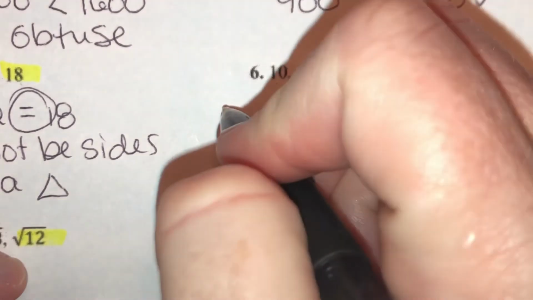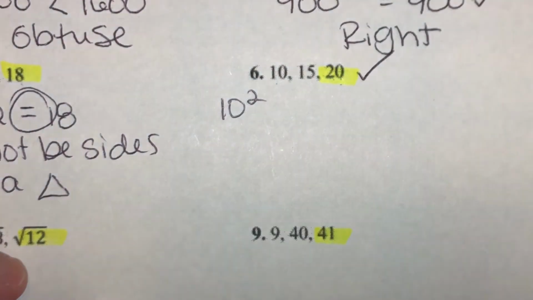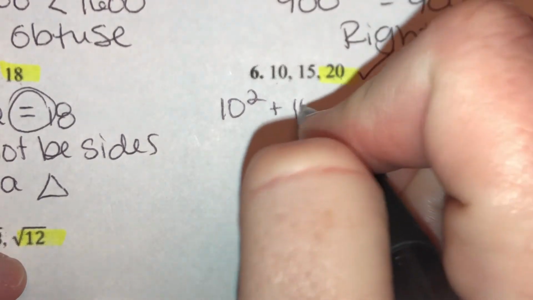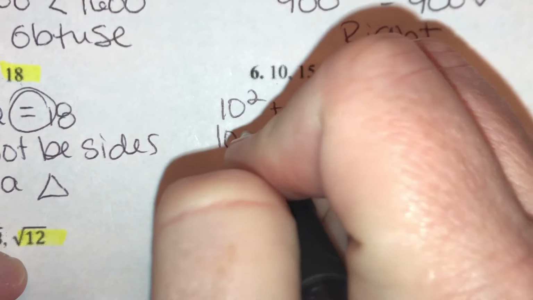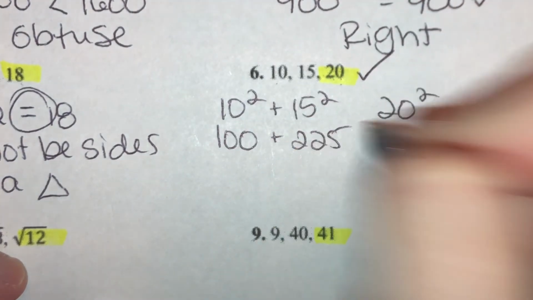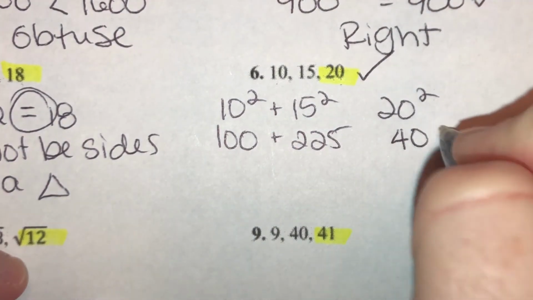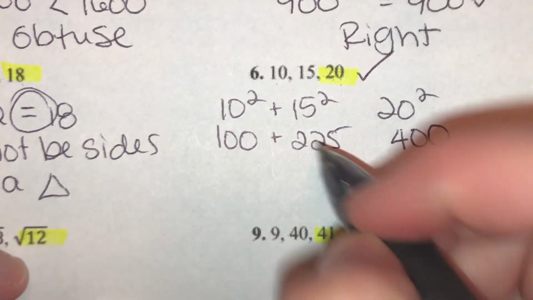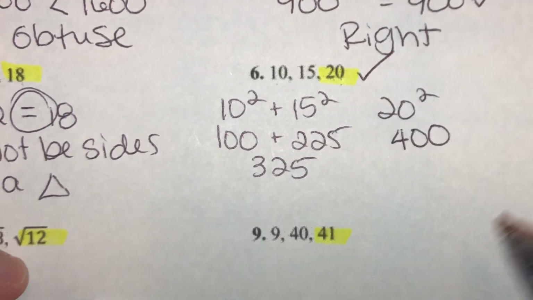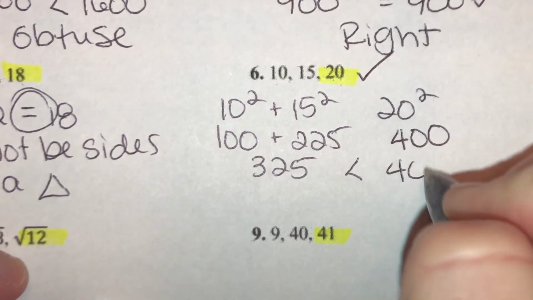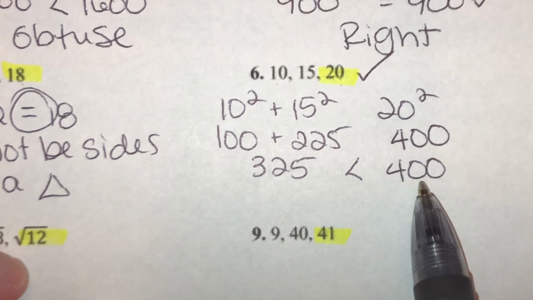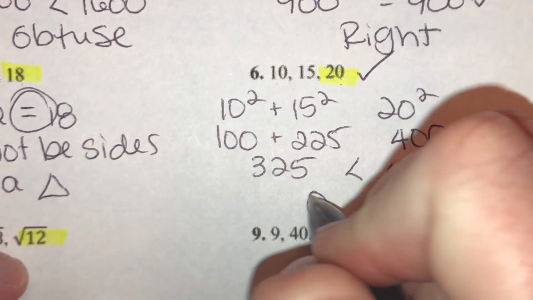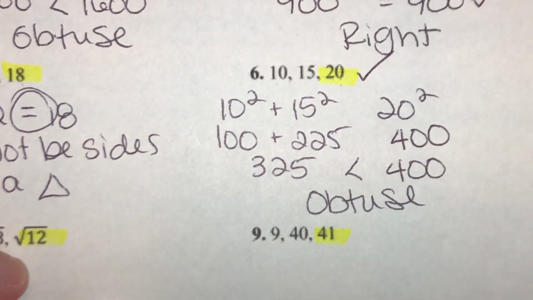And then I want to use the Pythagorean Theorem, 10 squared plus 15 squared, and then something about 20 squared. That's 100 plus 225. 20 squared is 400. 100 plus 225 is 325, and 325 is less than 400. So since the third side squared is greater than the other two, this should be an obtuse triangle.